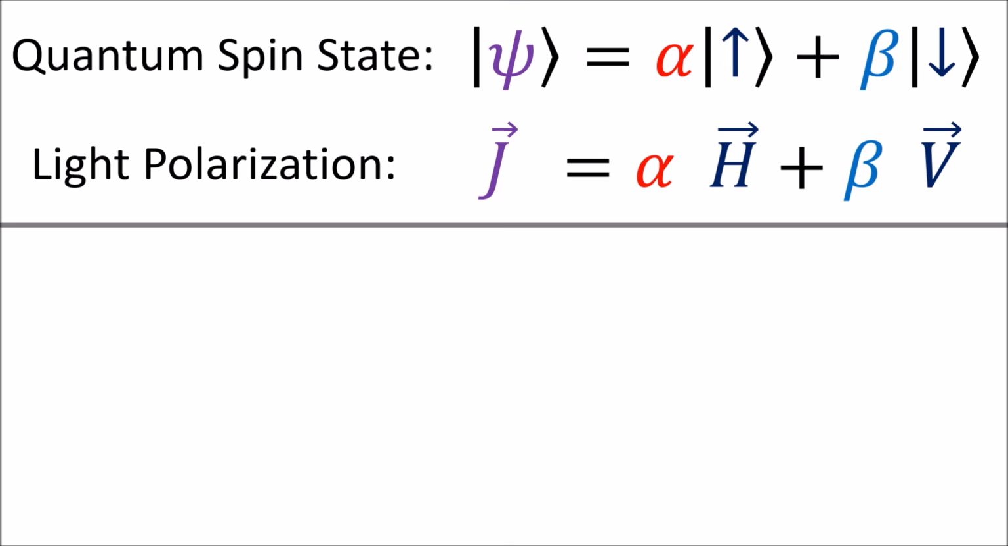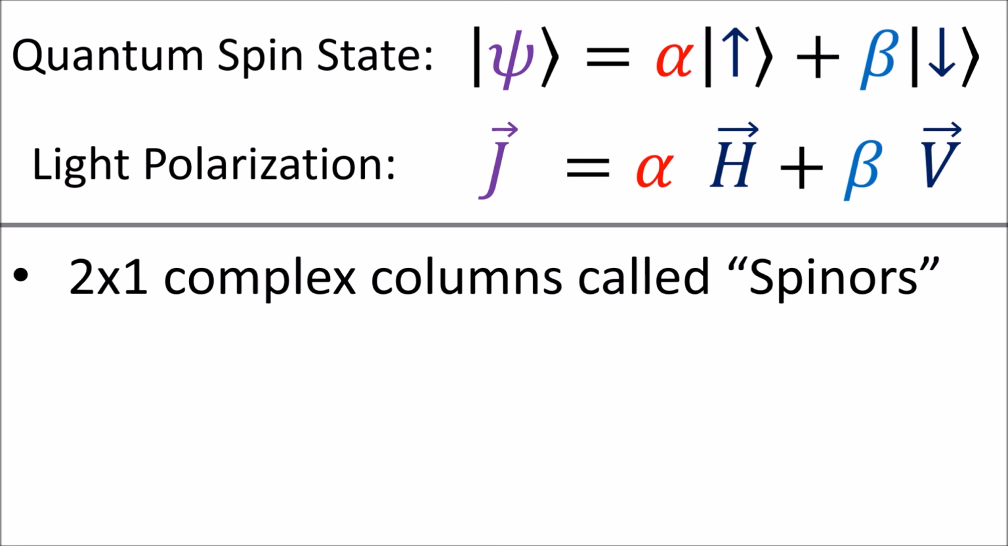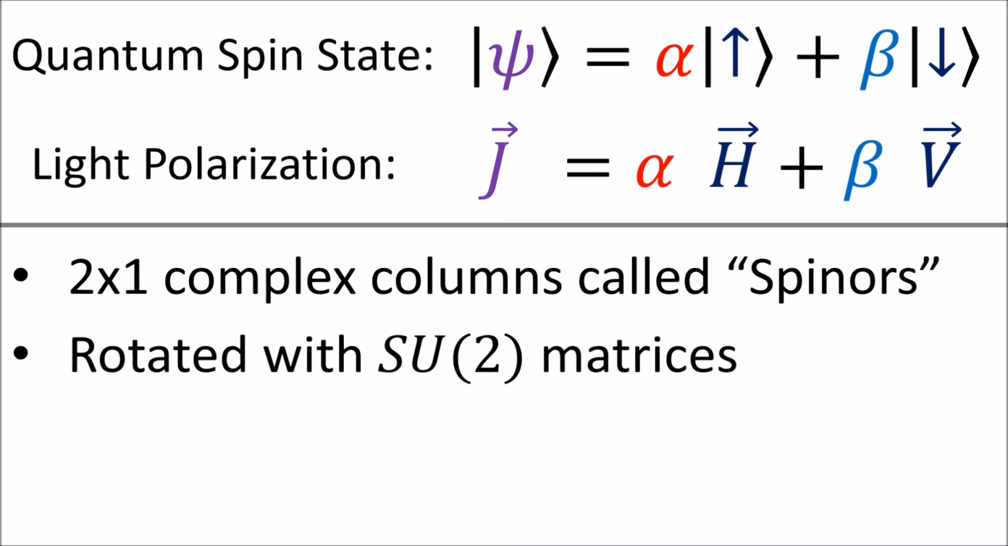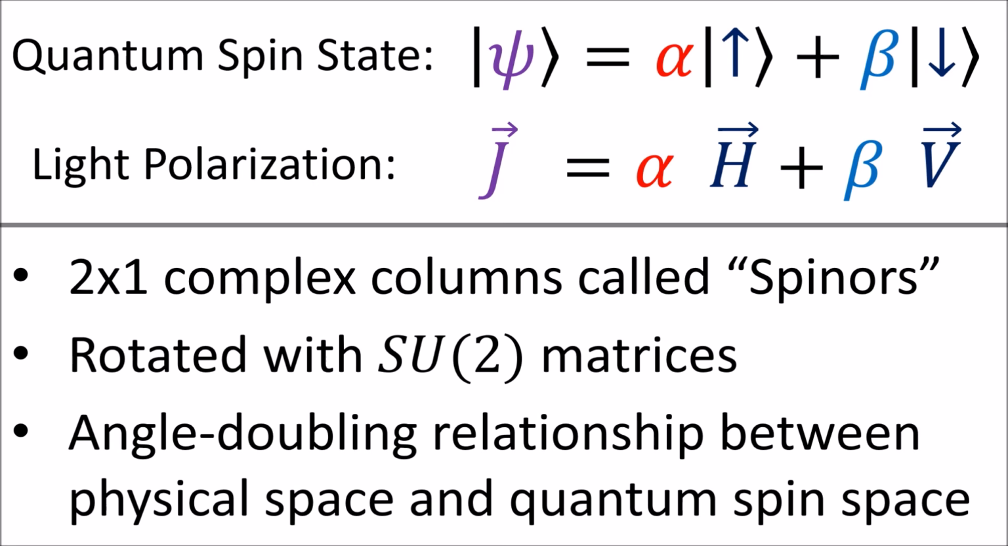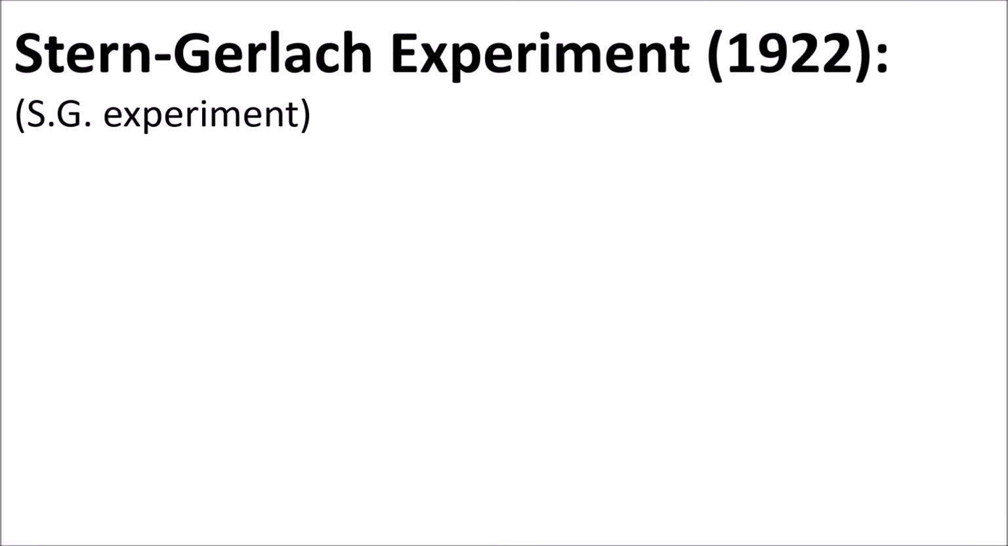They are both described by 2x1 complex columns called spinors that can be rotated with SU2 matrices. And there is an angle doubling relationship between physical space and the quantum state space. Just like how we saw there was an angle doubling relationship between polarization space and physical space in the last video. Before getting to the spinor mathematics, let's describe the Stern-Gerlach experiment, which was performed in 1922.